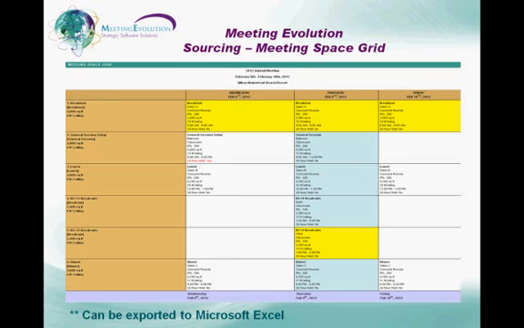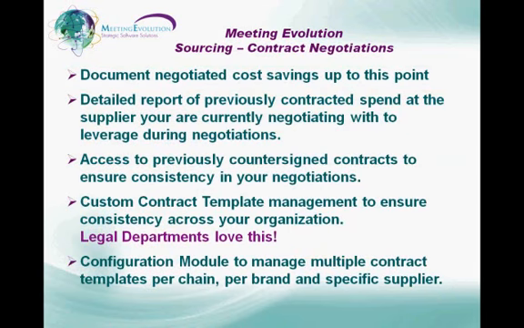So once we've determined we're going to focus on a particular property, we would start the contract negotiations process. You can see you can start documenting cost savings that I've negotiated. Previous reports show: have we contracted with this hotel before? When? How much was it? How can I leverage it in my current and future negotiations?